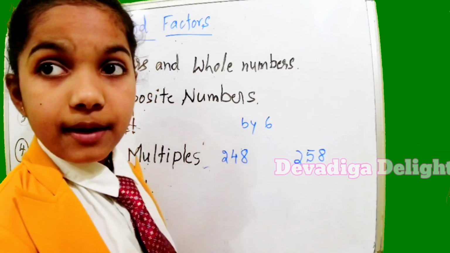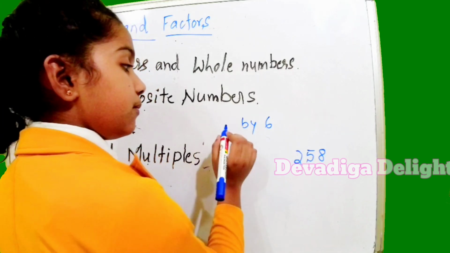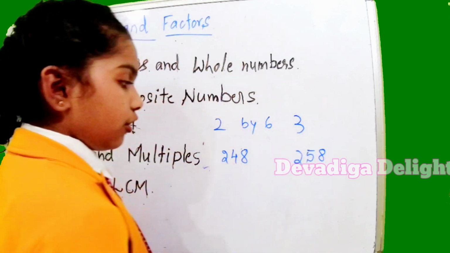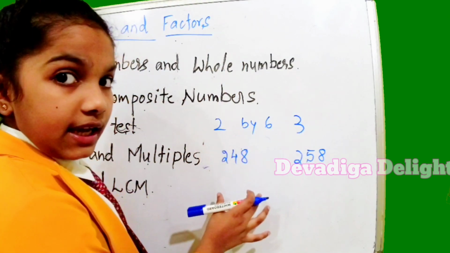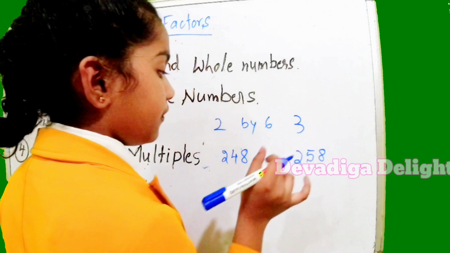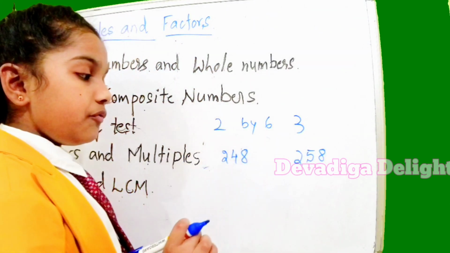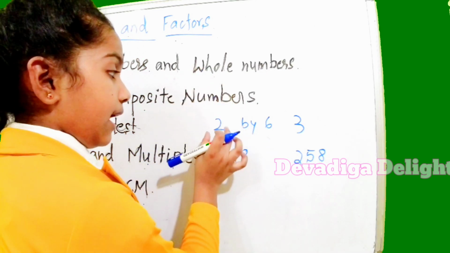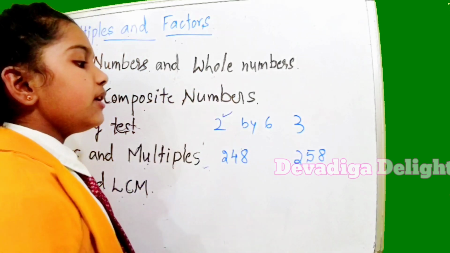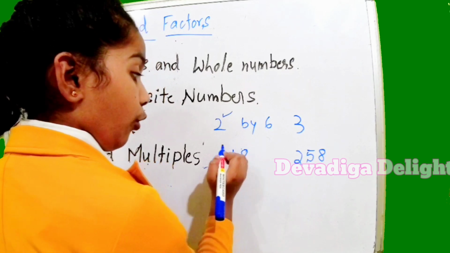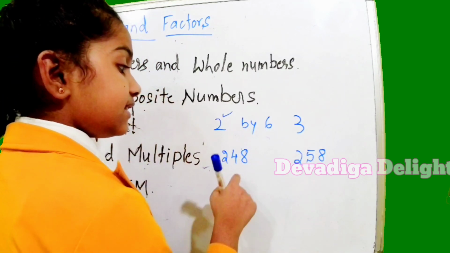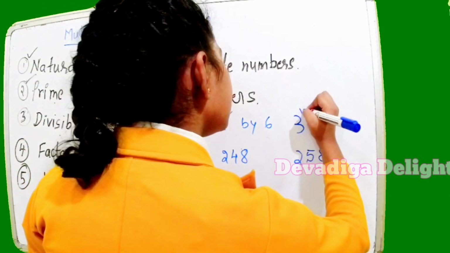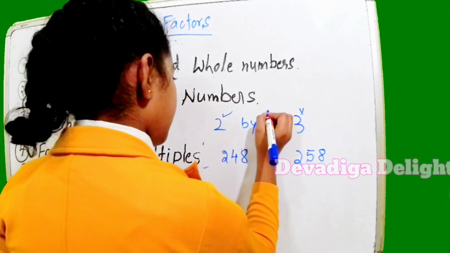Doing the divisibility test by 6, the number should be divisible by 2 and 3 both. We have taken two numbers, 248 and 258. First we'll start with 248. As 248 is an even number, it is divisible by 2. But when you add 2 plus 4, which is 6, plus 8 is equal to 14. 14 does not come in the table of 3. So this is not divisible by 6.